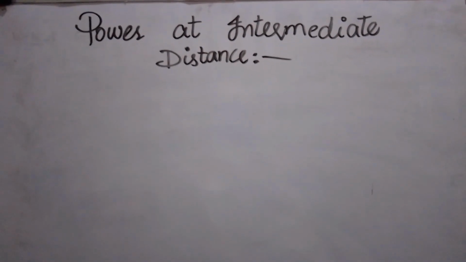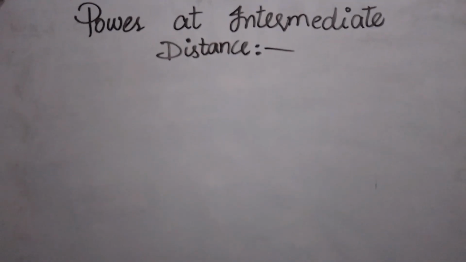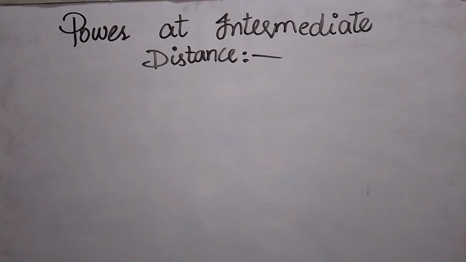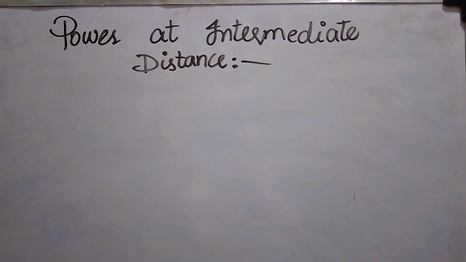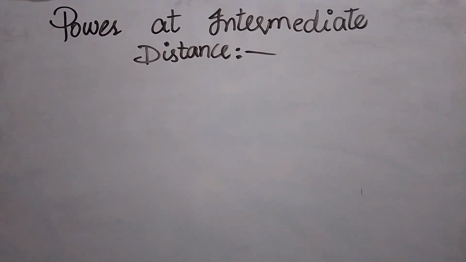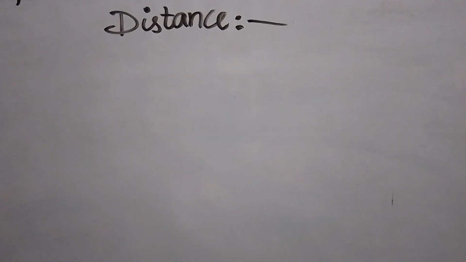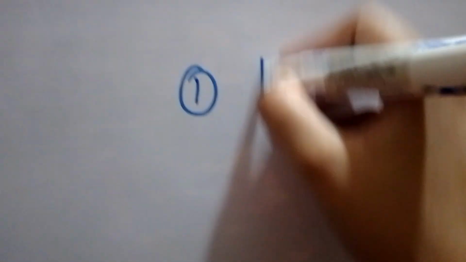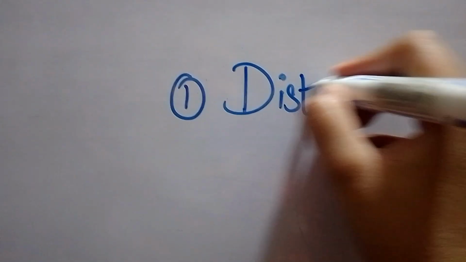Today we are going to learn how you can know the power of any person at the intermediate distance. When we are viewing any object, there are basically three distances considered. The first distance is the distant or far object.